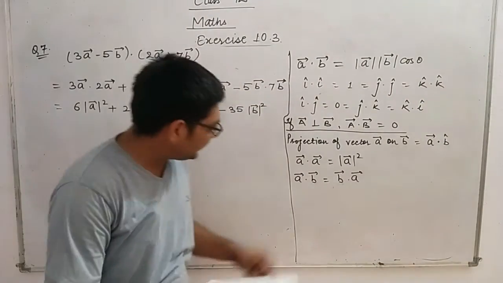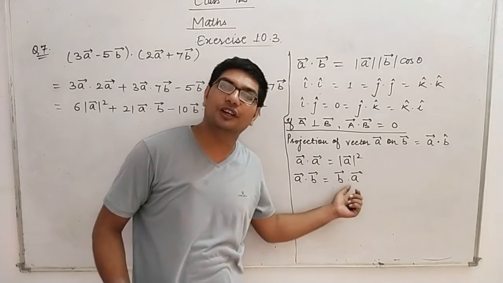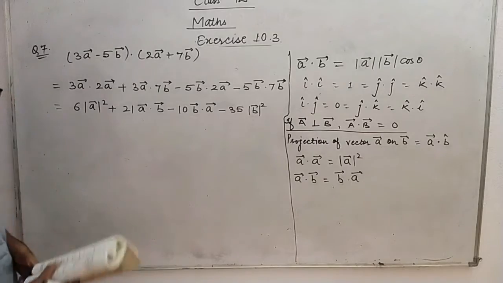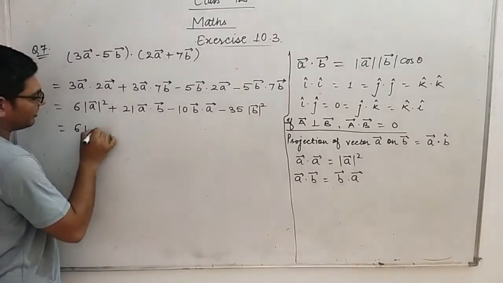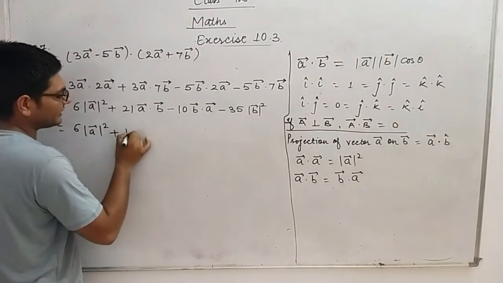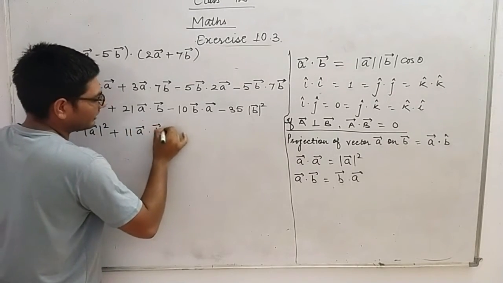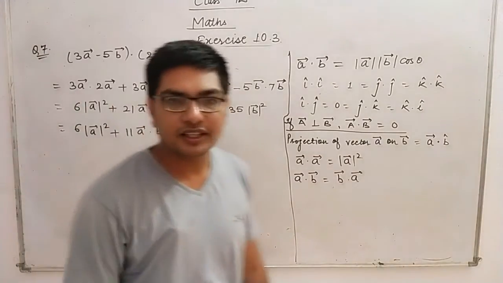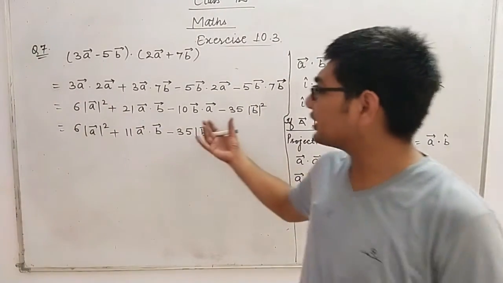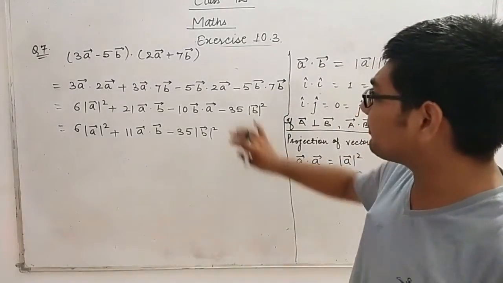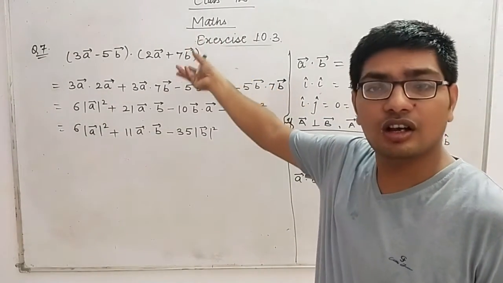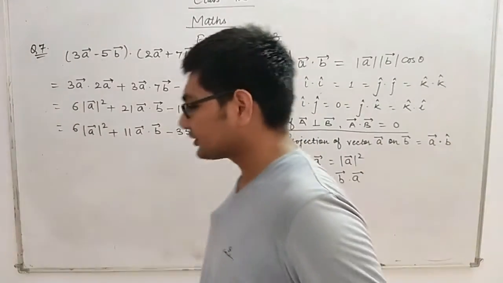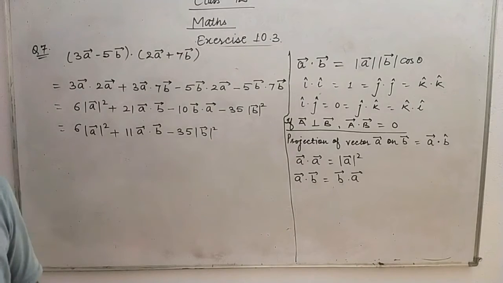Students, a dot b is equal to b dot a, right? So a dot b is equal to b dot a. You can write it as 6 times magnitude of a square plus 11 times a dot b minus 35 times magnitude of b square. That's the product. It is very simple. How? Just apply the common laws of algebra. So let us proceed with the next question.